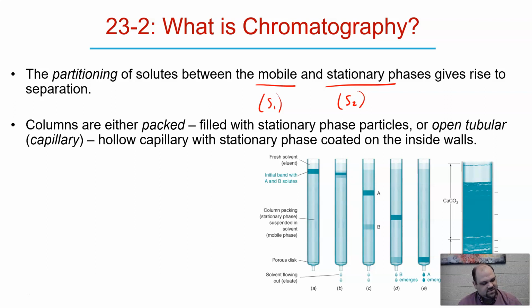And so we have a couple different varieties of columns. We'll talk more about those when we talk specifically about gas chromatography and liquid chromatography. But generally speaking, you can either have lots of little particles, almost like sand. I mean, it's very fine powder that is stationary phase that our liquid has to flow through. Or you can have a very thin column, just not much wider than a hair, that's hollow in the middle, but the inside of that column is coated with a material, the stationary phase material.